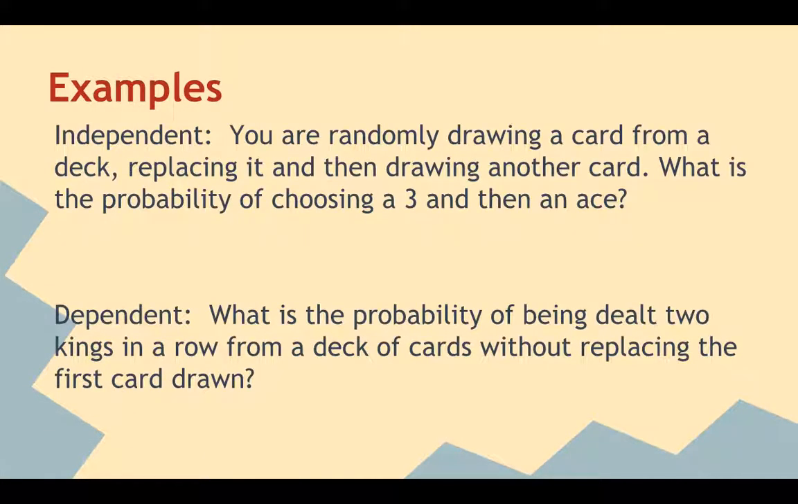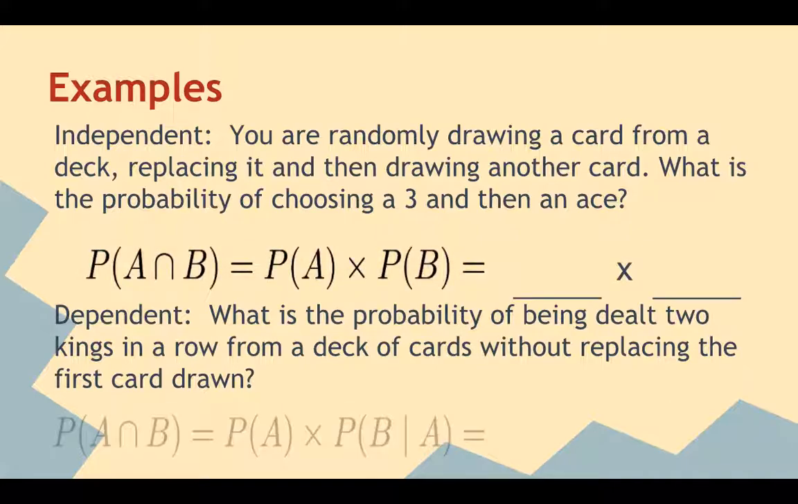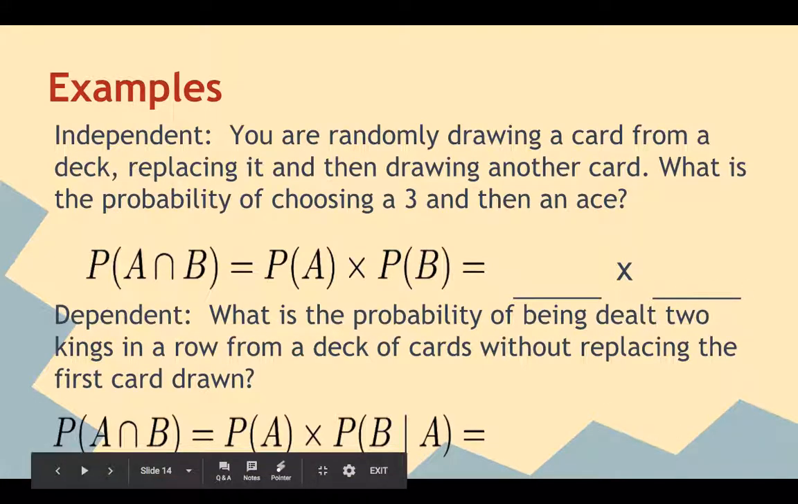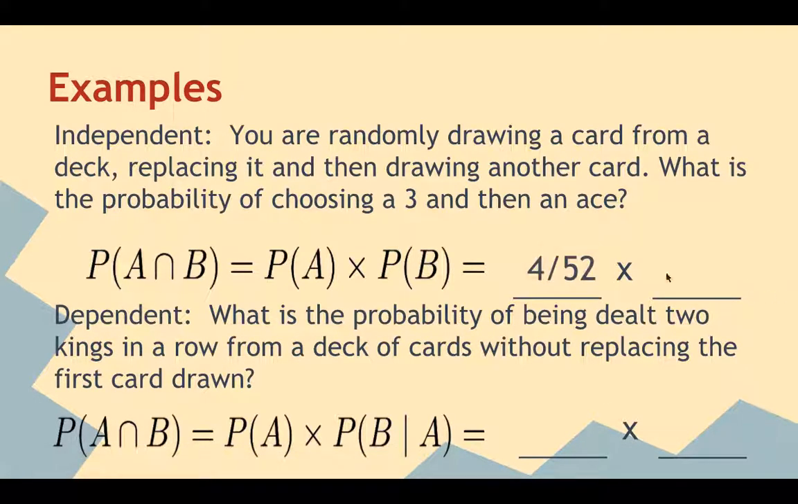So a couple of very similar examples. An independent event would be like, what's the probability of choosing a 3 and then an ace? And so we could say it's the probability of A times the probability of B. A dependent event would be like, what's the probability of drawing 2 kings in a row if you're not replacing them? So this one, you're replacing it. And so for the first one, you actually get 4 out of 52 because drawing a 3 is 4 out of 52, and then 4 out of 52 again because drawing an ace is 4 out of 52. And it's out of 52 because you're replacing the card.